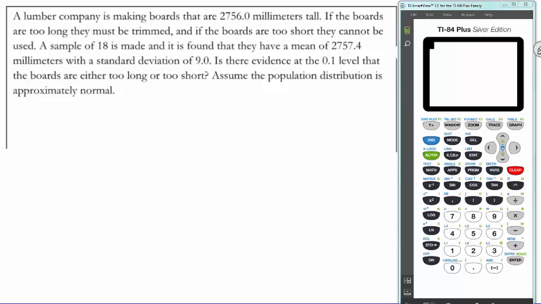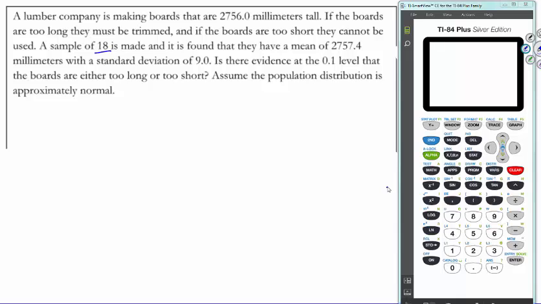Here's an interesting example of a hypothesis test used for quality control. A lumber company makes boards, and they don't want to test or measure every board to see if they're making them to the right specifications, so instead they'll take a sample of 18 boards and measure those 18 boards to see if their machine is out of calibration or if they need to adjust it so that they're not making boards that are too long or too short, which obviously would have implications.